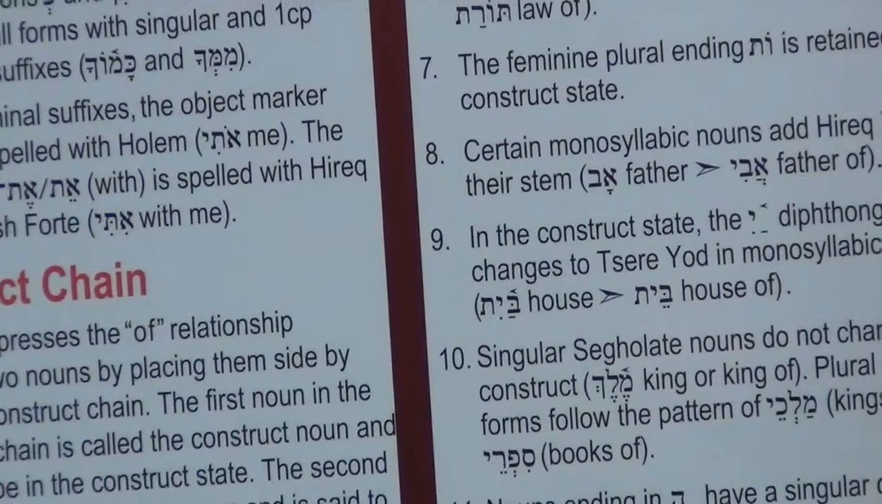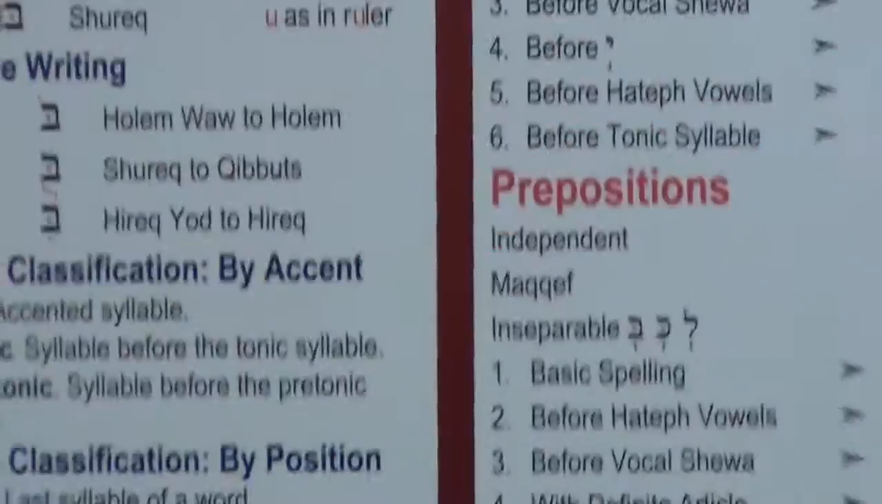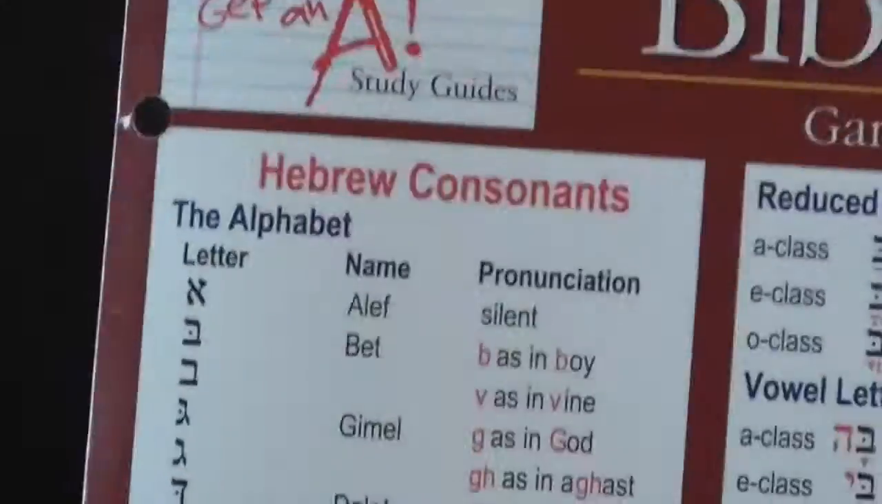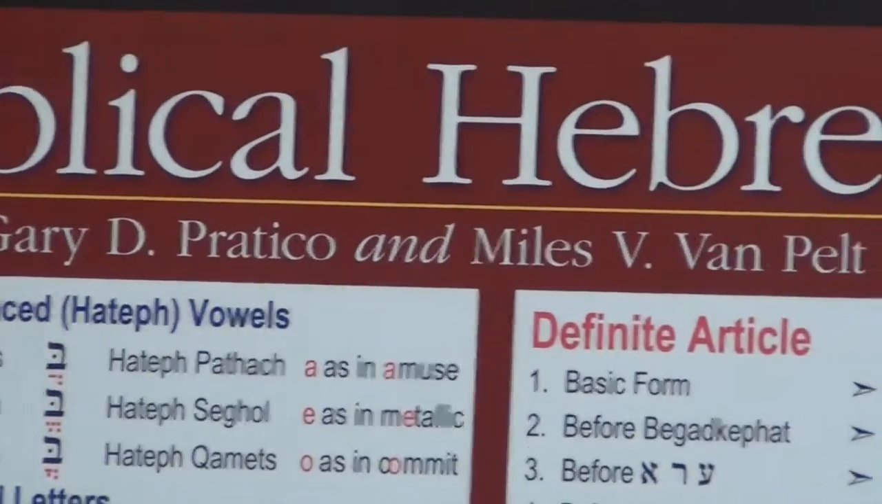So I recommend getting hold of this. I bought it from my local Christian bookshop, but I'm sure you could order it direct from Zondervan, a Zondervan study guide on Biblical Hebrew by Pratico and Van Pelt.